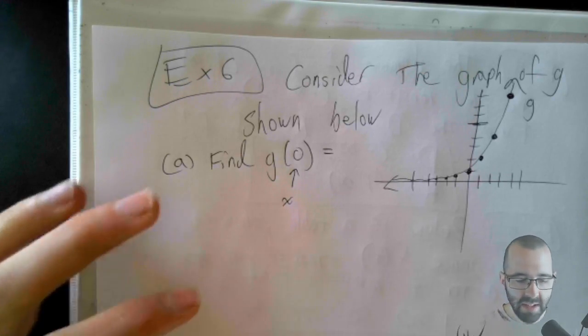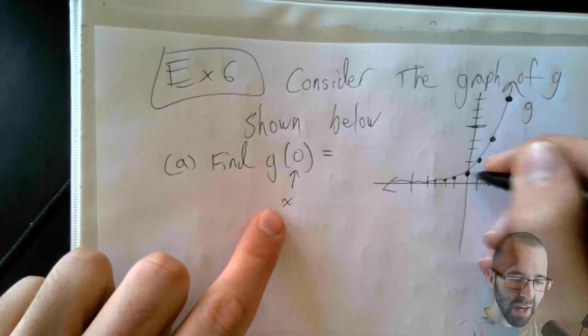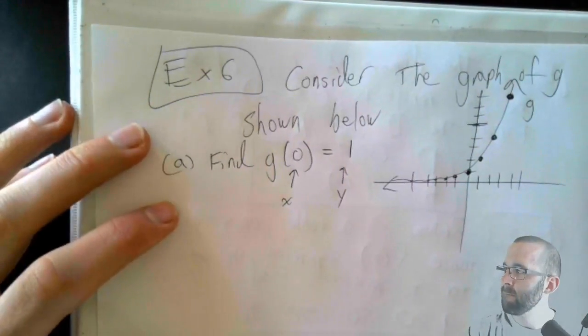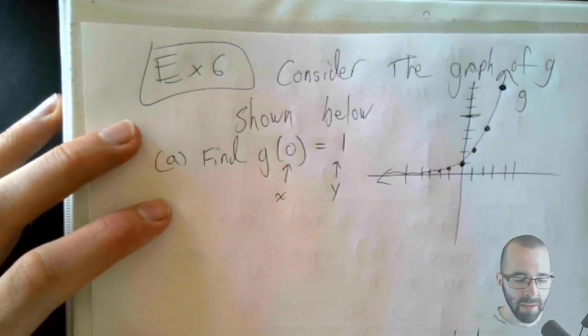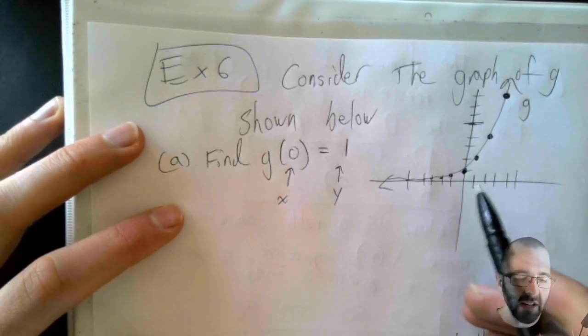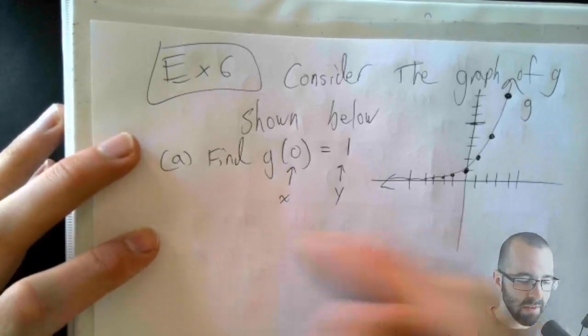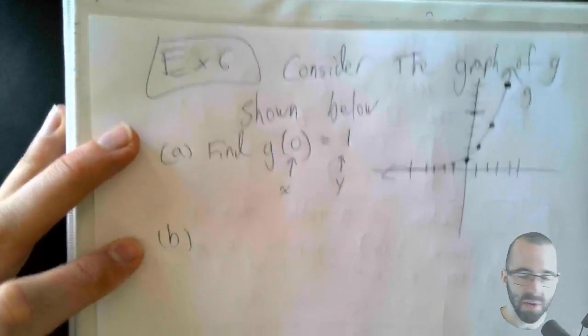All right. So we just went x is 0. What is y? Y is 1 here, so that's going to be our y. And if we were talking about g inverse of 0, it would not exist, because y will never be 0. So likewise, let's go on to part B.